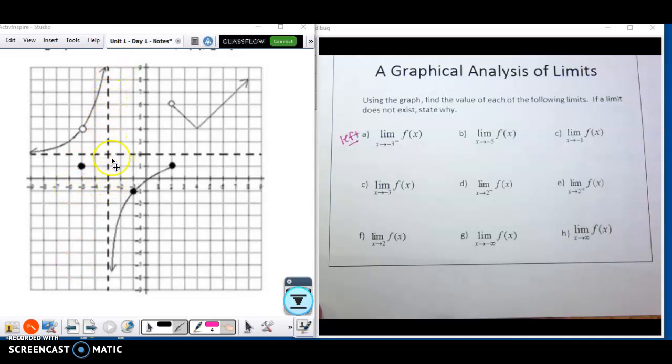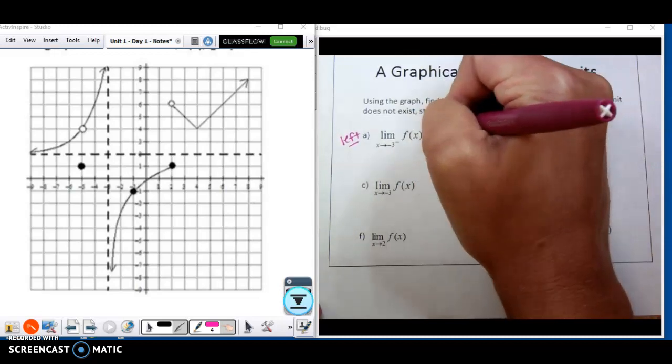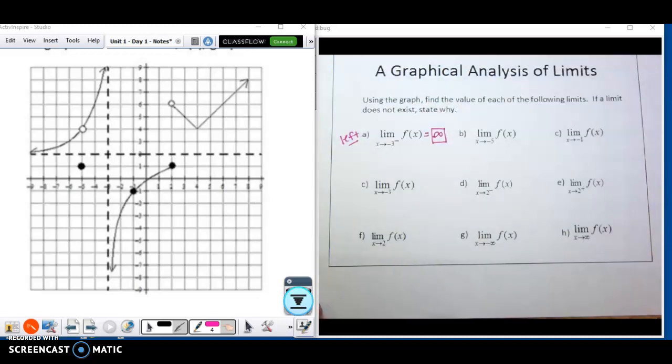Well, we have a vertical asymptote at -3. So, as we approach -3 from the left, we're going to use this graph. It's getting closer and closer to that asymptote, but the y values, which is what we care about, keep going up forever. They keep getting bigger and bigger. So they're going to be approaching infinity. It's going to be equal to infinity.